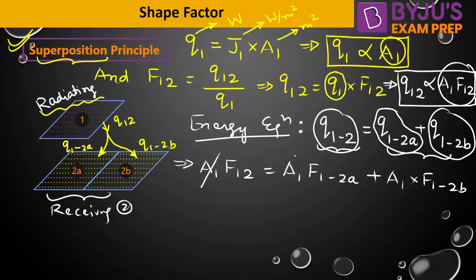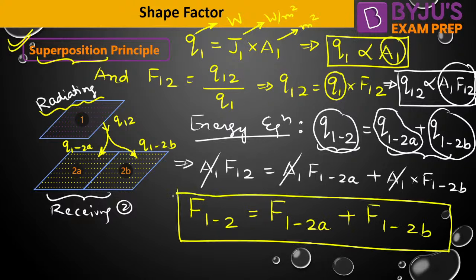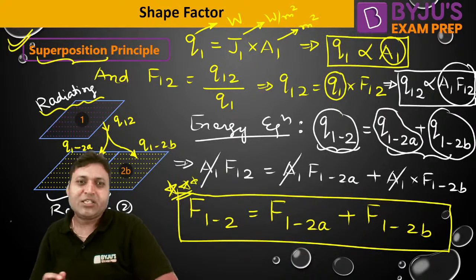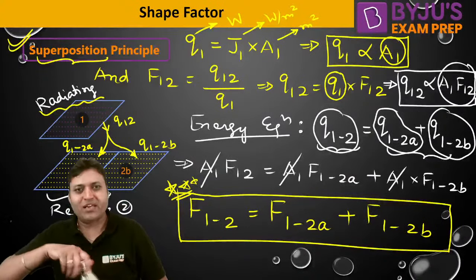If we simplify this, A1 gets cancelled out. So the final expression is that the shape factor from 1 to 2 can be written as the sum of the shape factor from 1 to 2A plus the shape factor from 1 to 2B. I hope it is clear. That is how the addition of shape factor can be developed. Addition or subtraction of the shape factor can be developed. That is called the superposition principle. That is from the energy conservation equation only. I hope it is clear.